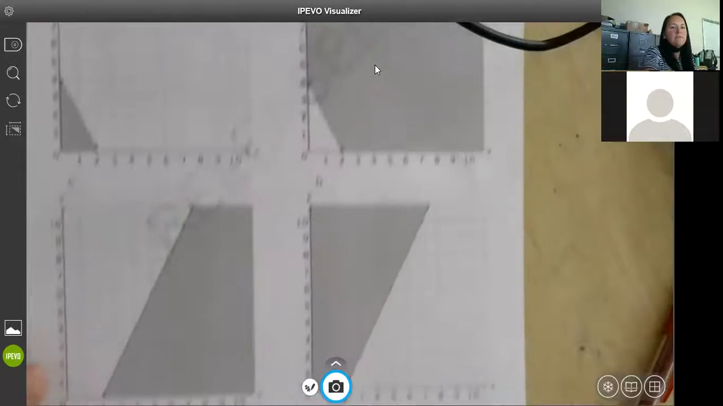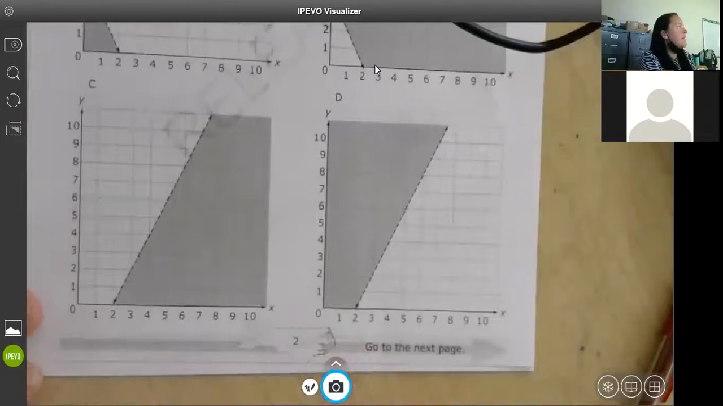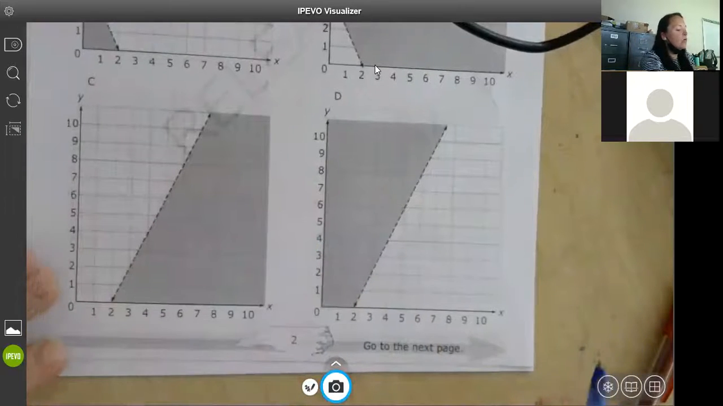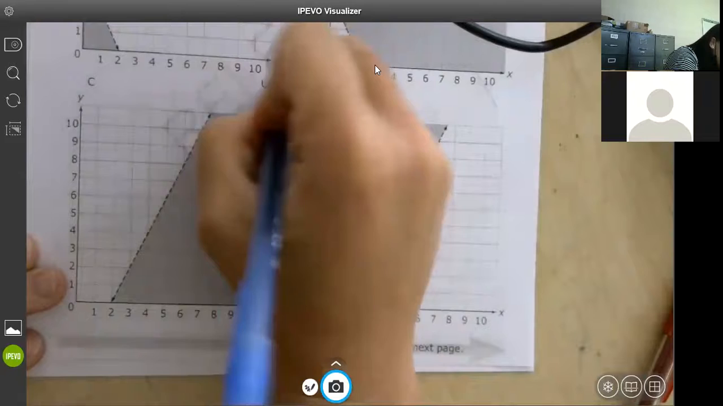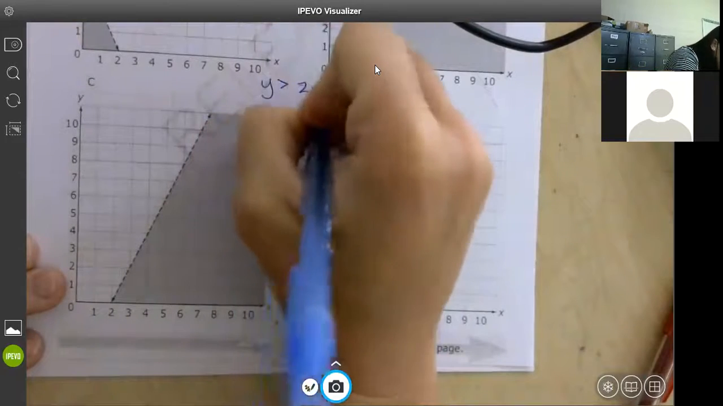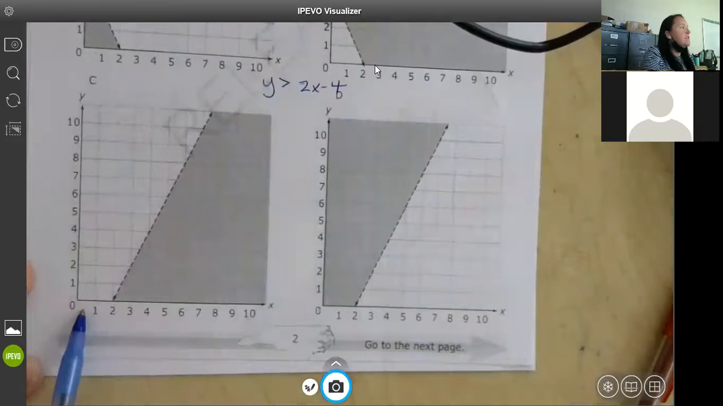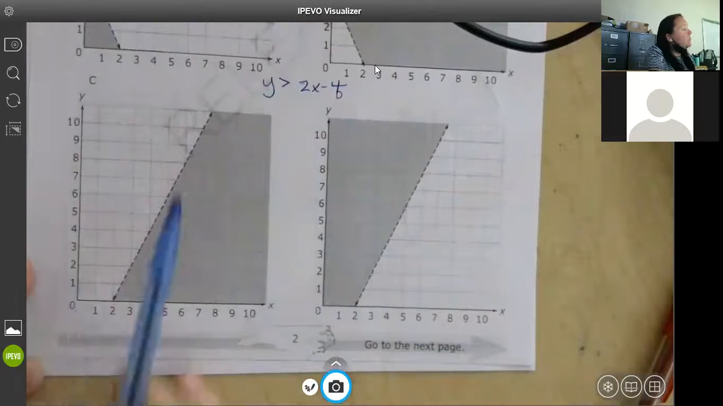All right, look at the bottoms. See how they look exactly the same, just the shade is different, right? Okay. Remember how you work with the shade. I'm going to rewrite my formula down here, my equation. We plug in a point. We plugged in 0, 0. If it's true, we shade 0, 0. If it's false, we shade the other side.